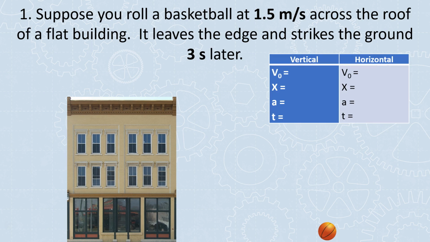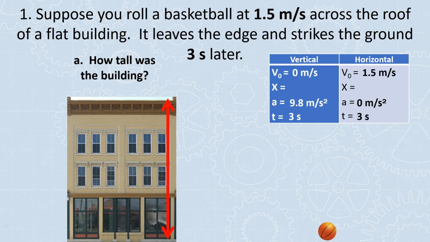Start by listing out your givens. We know the initial vertical velocity is zero, the acceleration vertically is 9.8, and the acceleration horizontally is zero. This is because vertically it's falling due to gravity, horizontally it's moving at a constant velocity. We also were told that the initial horizontal velocity is 1.5. That's how fast it was moving when it left the building. It landed 3 seconds later. That's horizontal and vertical time.